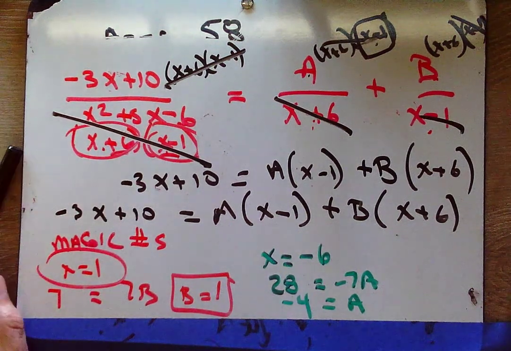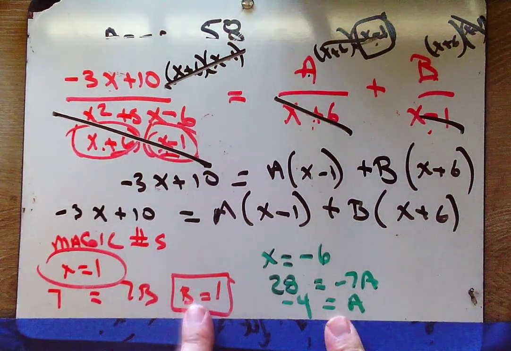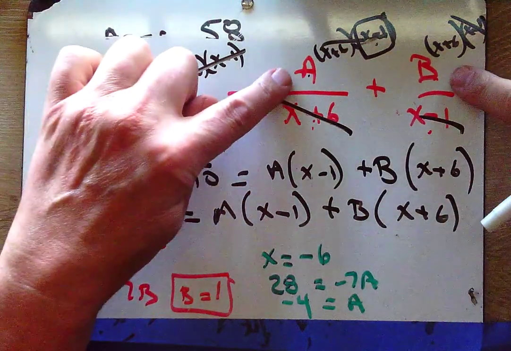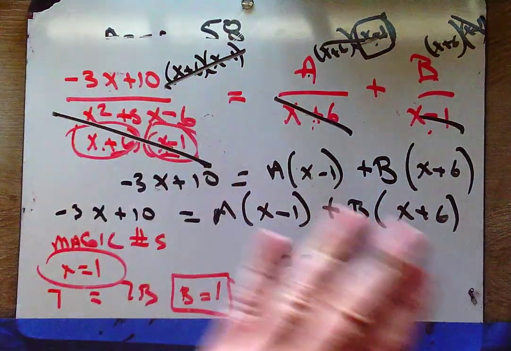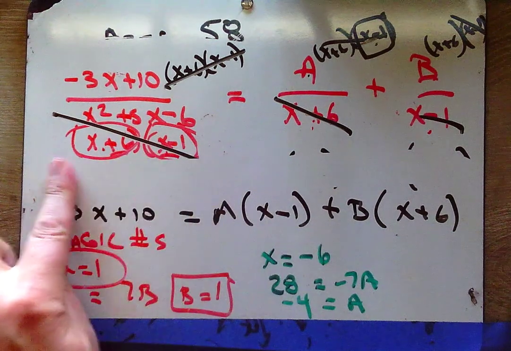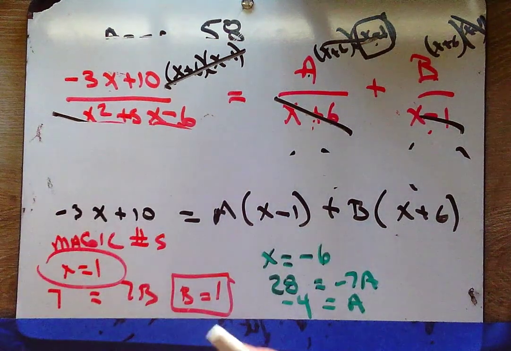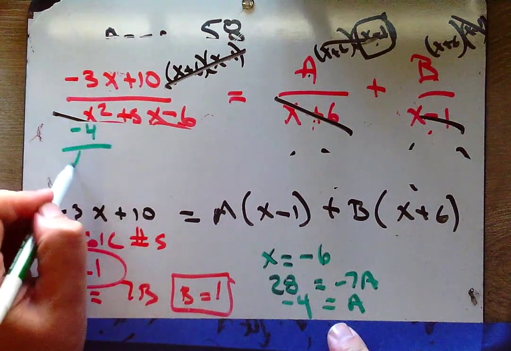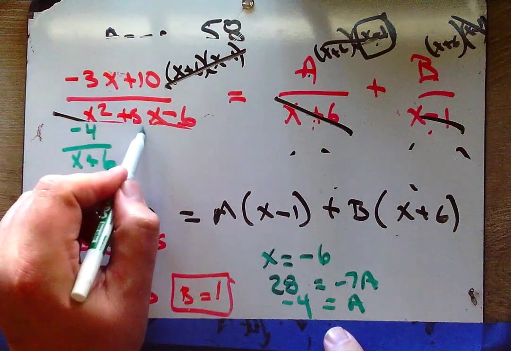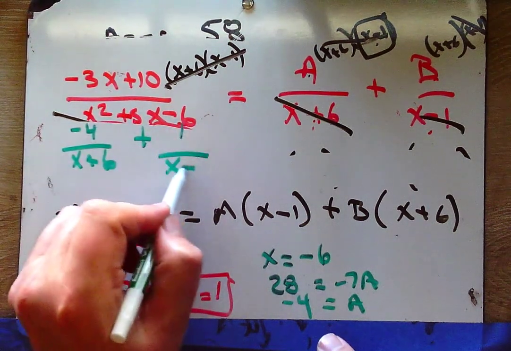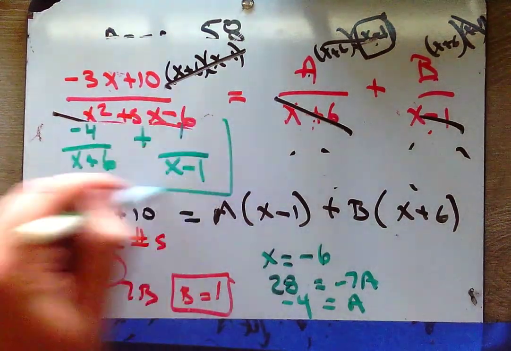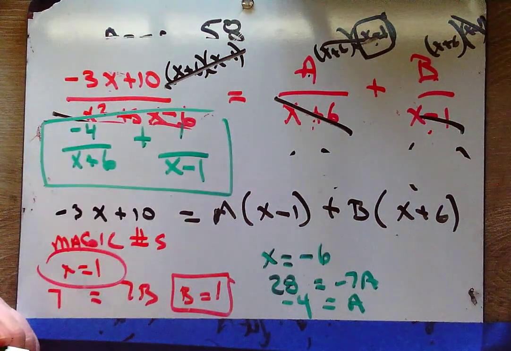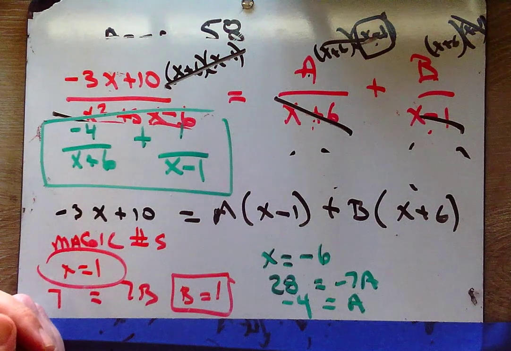Now I'm almost done. I need to take these values and plug them back in here. So my answer, my partial fraction decomposition, is going to be -4 over x plus 6 plus 1 over x minus 1. This is my partial fraction decomposition.